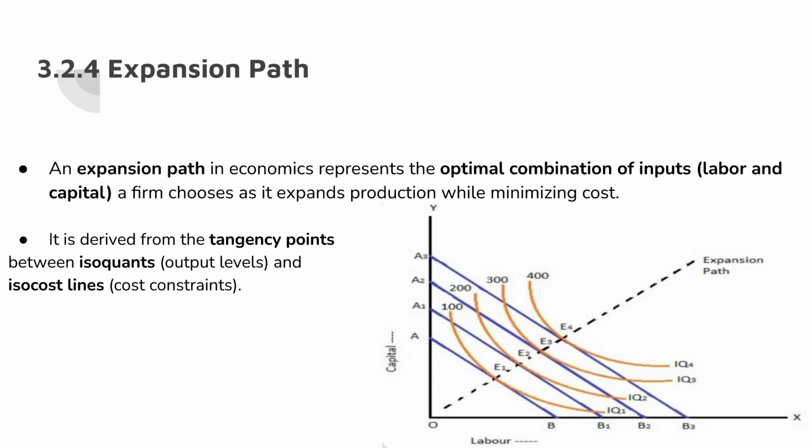Expansion path. An expansion path in economics represents the optimal combination of inputs, labor and capital, a firm chooses as it expands production while minimizing cost. It is derived from the tangency points between isoquants and isocost lines. The expansion path connects points of producer's equilibrium at different levels of output. It helps visualize how a firm scales up production while maintaining efficiency.